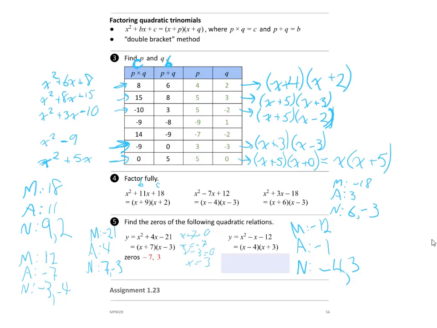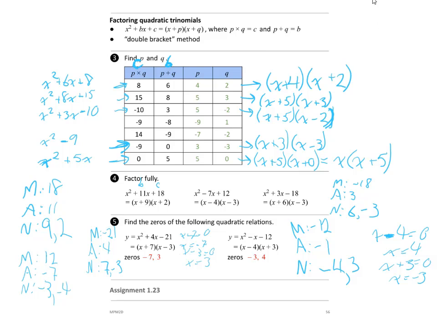Now we need to set the brackets to equal 0, so x minus 4 equals 0, which means that x equals 4. That's one of our zeros. And if we have x plus 3 equals 0, then we have x equals negative 3. So negative 3 and positive 4 should be our zeros. There it is right there.